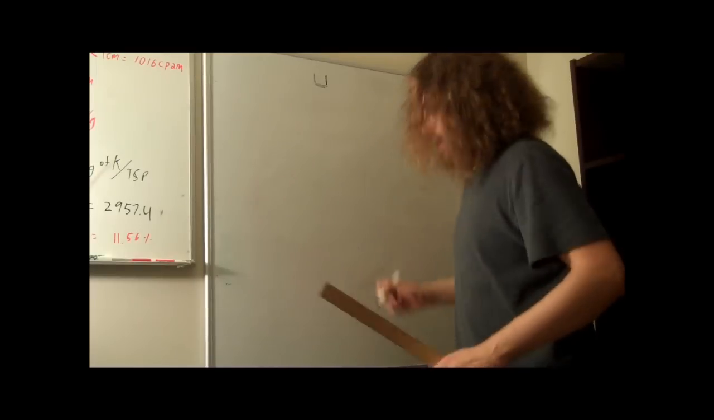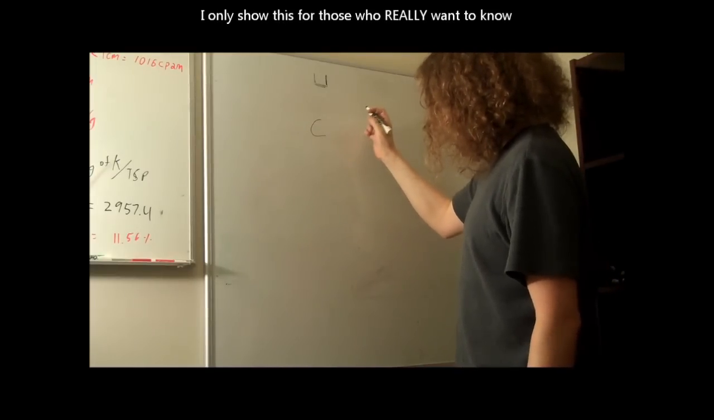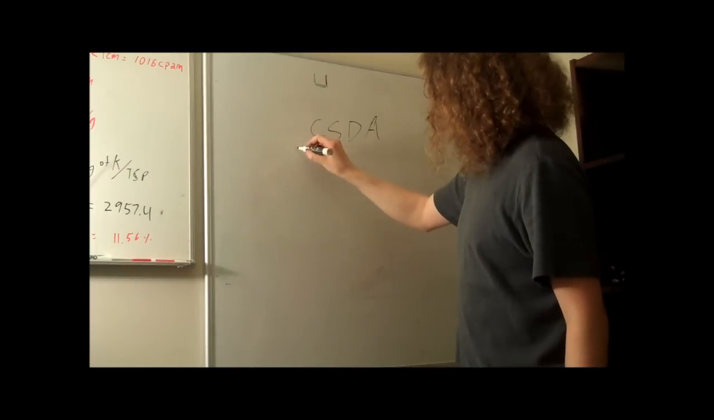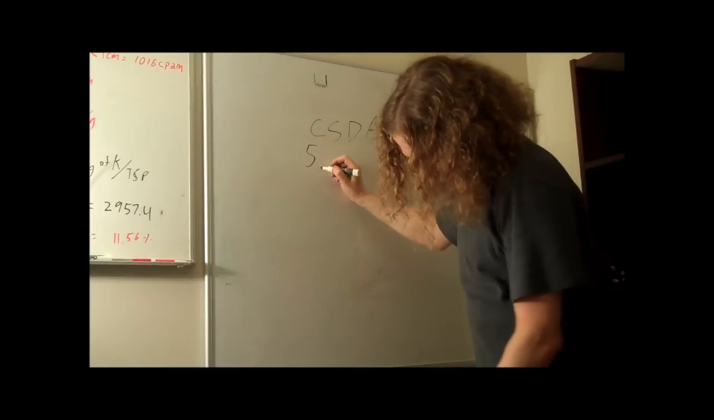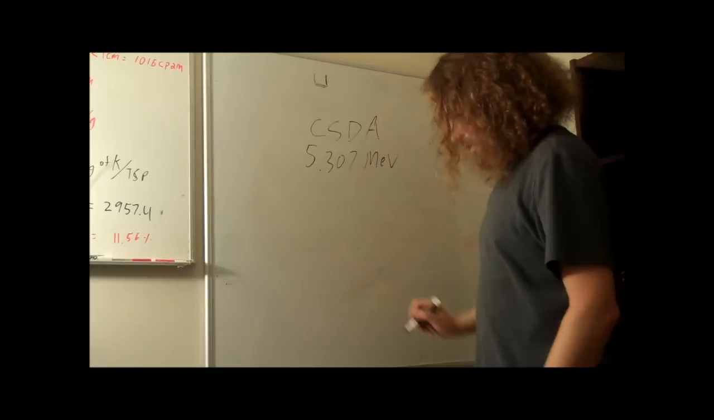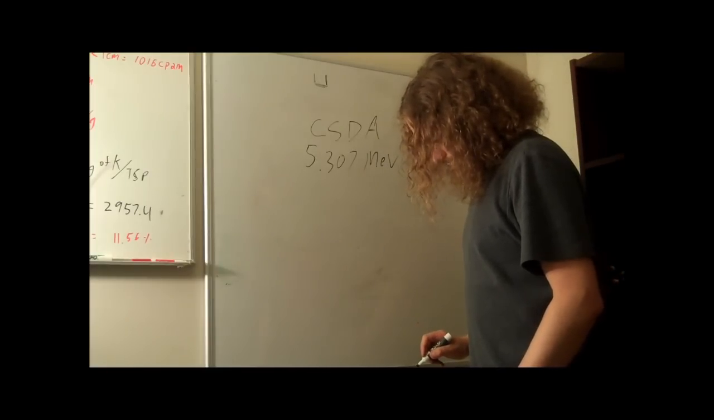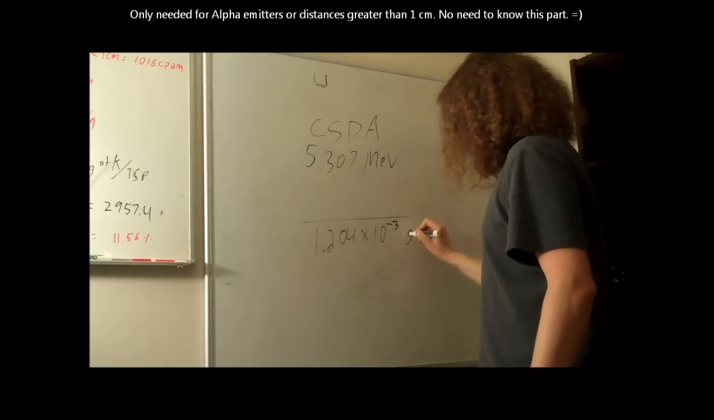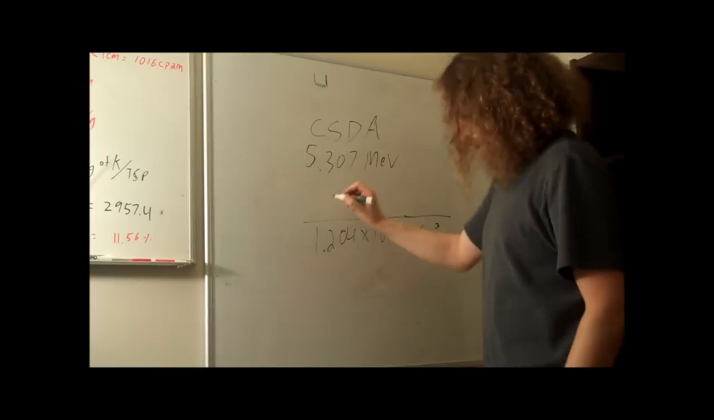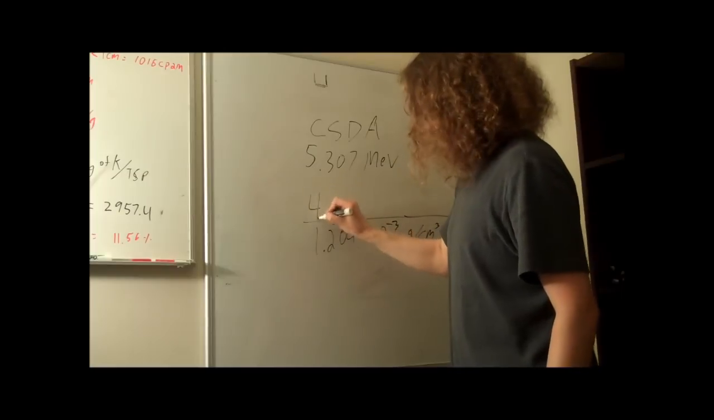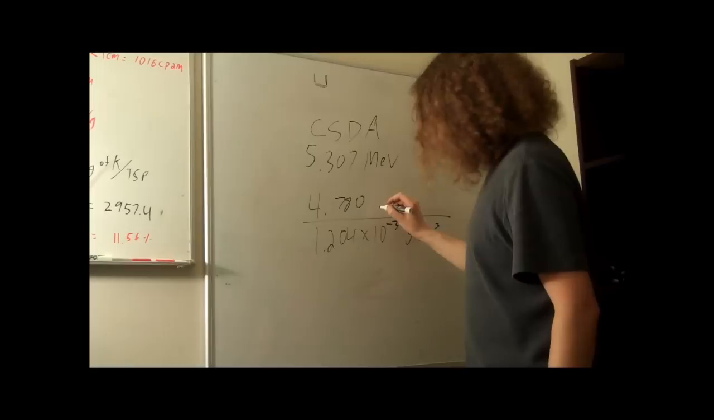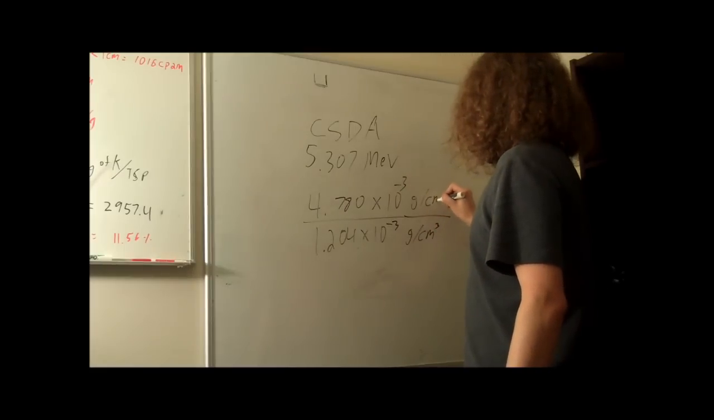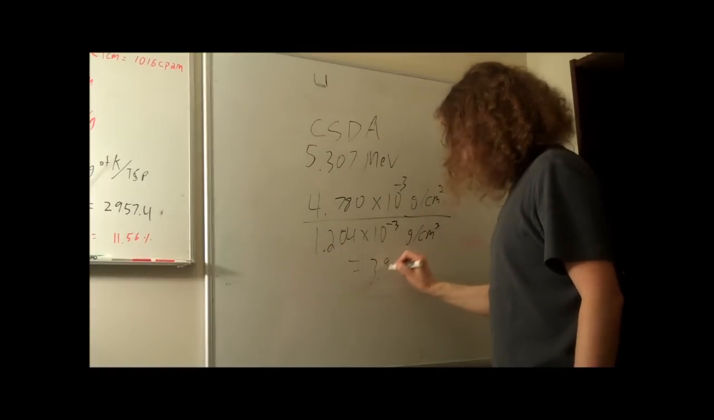What did I do here? This is some nasty stuff. I took the continuous slowing down approximation for an alpha particle, and the alpha particle was, let's see, I've got it right down here, 5.307 million electron volts, and that equaled 10204 times 10 to the negative third grams per centimeter squared, over the density of air, which is 4.78 times 10 to the negative 3 grams per centimeter cubed, which equaled 3.97 centimeters.